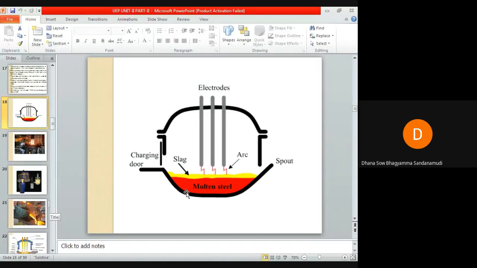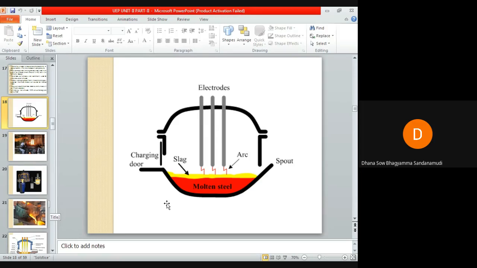The drawback is that it is costlier, since it is consuming around 1000 units for producing 1 ton of molten steel. So it consumes more electrical energy. Electrical energy is expensive, even though the furnace is used for both melting and refining.